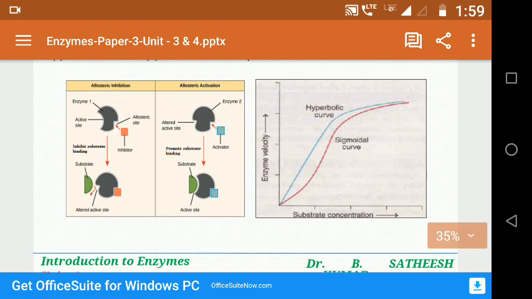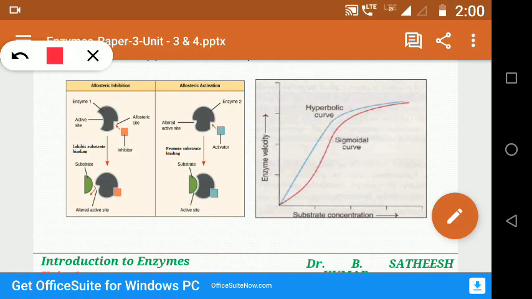And when we look at the kinetic behavior of allosteric enzymes, we will get a sigmoidal curve. This red color curve shows the sigmoidal curve, which is obtained by the kinetics of allosteric enzymes. Here, a cooperative activity takes place.